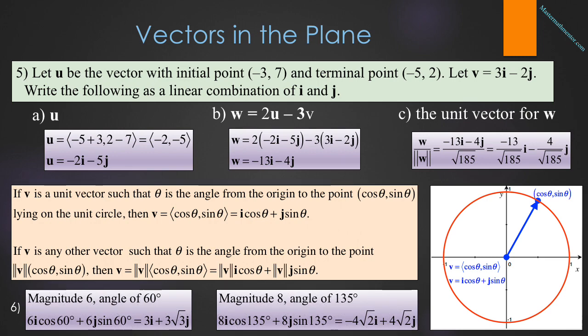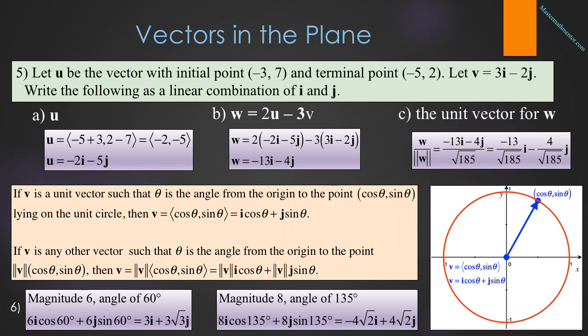In real life, vectors are usually expressed with a magnitude and an angle. This is particularly convenient for this type of notation. A vector with magnitude 6 at an angle of 60 degrees to the horizontal would be expressed as 6i cosine 60 degrees plus 6j sine of 60 degrees, which is 3i plus 3 square root of 3 j.